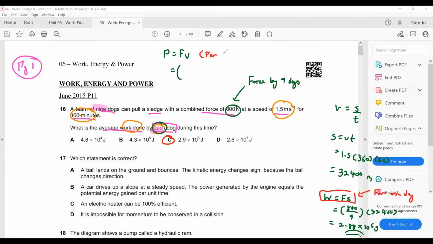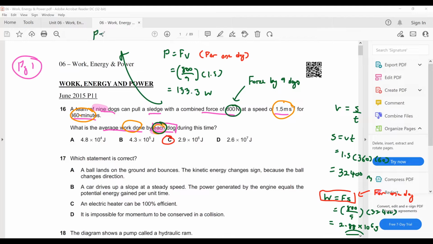So if I say power equals FV for one dog, this one will be 800 divided by 9 times 1.5, giving you 133.3 watts. Okay, this is already for one dog. This is the power provided by one dog.